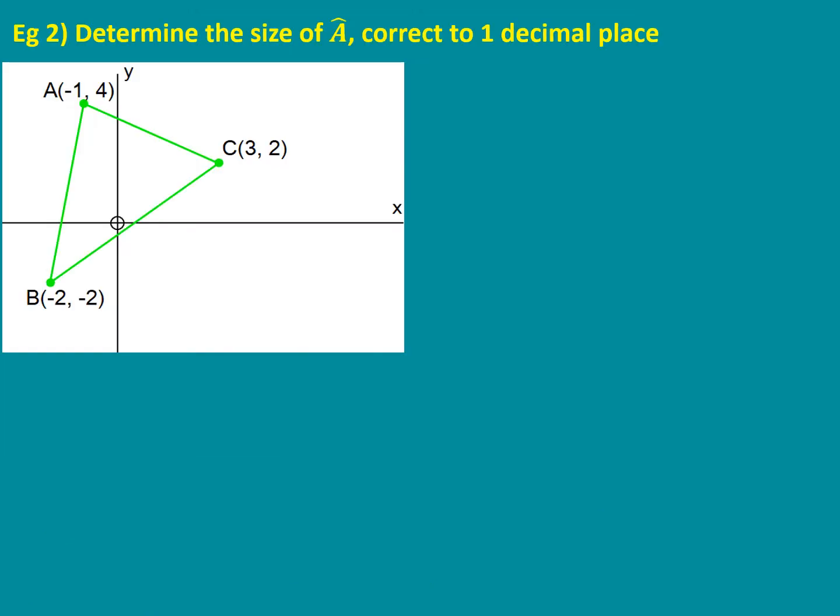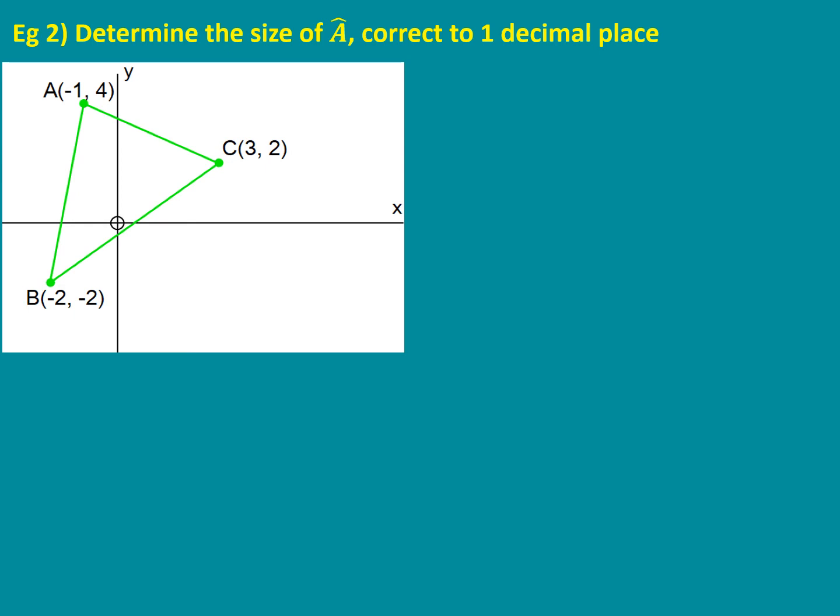Let's look at a second example. We need to calculate the size of angle A correct to 1 decimal place. Now the only information I've got is the coordinates of the corners of that triangle, the vertices. So I can use inclinations.